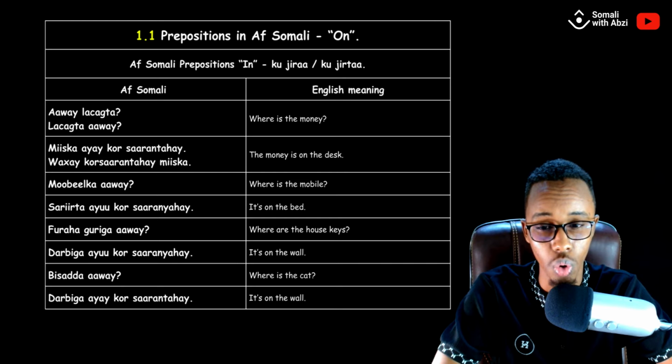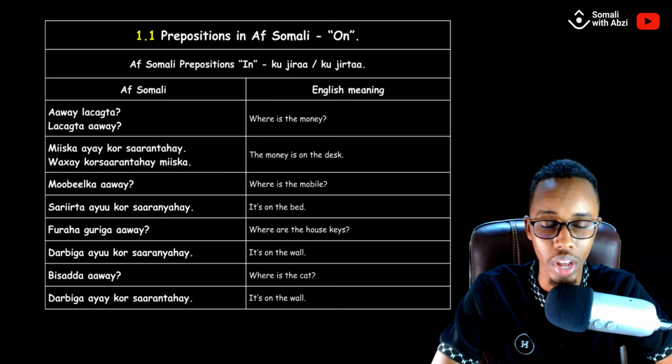If it's masculine, we're probably going to say ayuu saaran yahay. You can skip kor, or you can also add. So miiska ayay kor saaran tahay. Masculine noun, miiska ayuu kor saaran yahay. We can also say waxay kor saaran tahay miiska, or if it's masculine, wuxuu kor saaran yahay miiska.